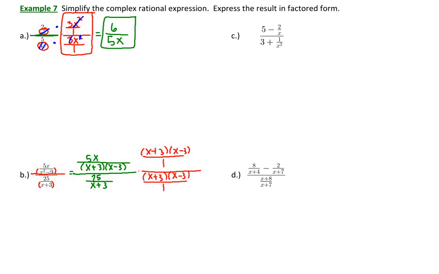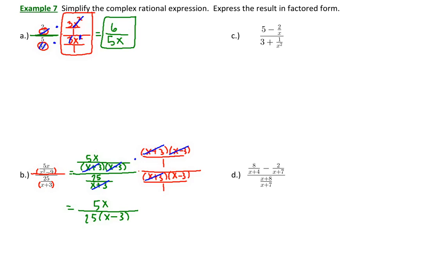Now let's execute the product in the numerator and the denominator. So when we multiply the two fractions in the numerator together, notice the x plus 3 cancels and the x minus 3 cancels. This leaves behind 5x on the top, 1 in the bottom, or just 5x. Okay, working in the denominator, we can see that the factor x plus 3 is going to cancel. And that's going to leave behind 25 times x minus 3 over 1, or just 25 times x minus 3.